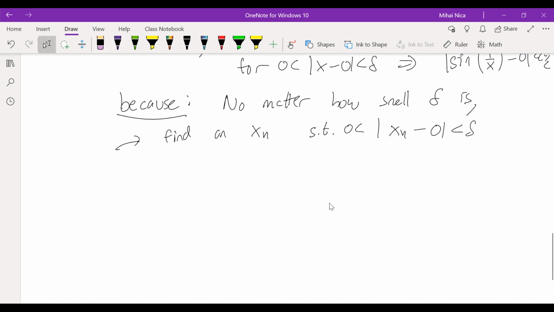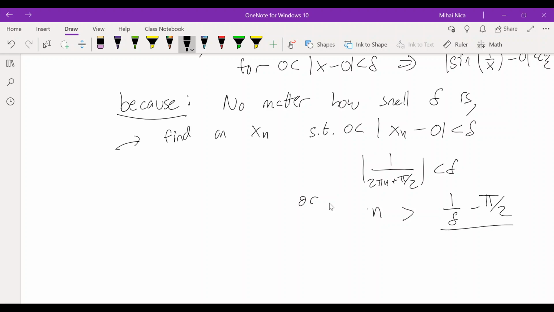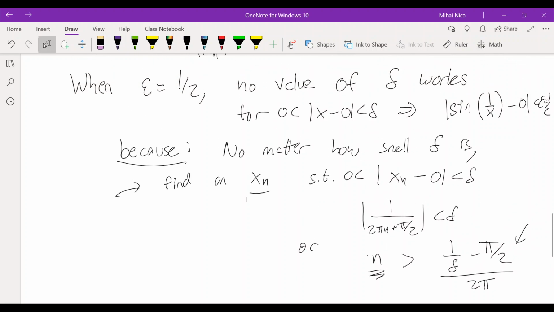So finding this xn is equivalent to saying that 1 over (2 pi n plus pi over 2) is less than delta, or that's equivalent to saying n is greater than, what is it going to be, (1 over delta minus pi over 2) divided by 2 pi. So as long as you find an integer which is bigger than this number, and the integers go on forever, so we can always do this, then xn is within the region you were talking about. So no matter how small delta is, we can always find one of these xn's in the region within delta of 0.